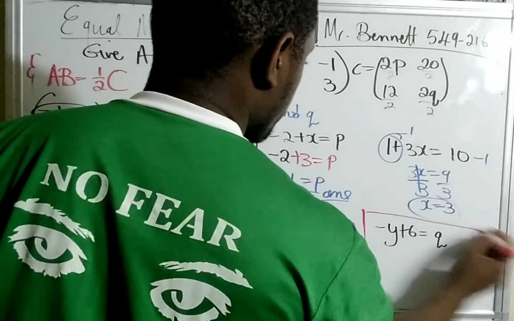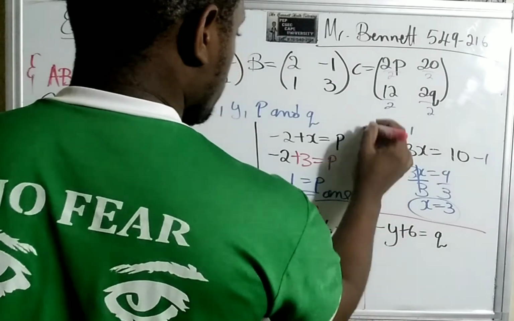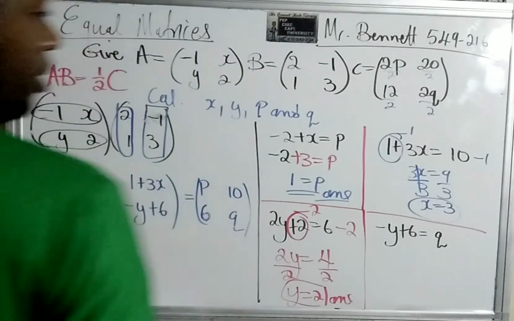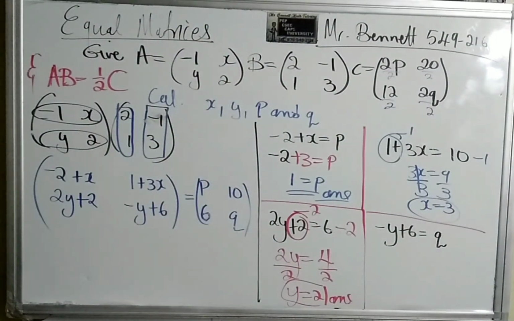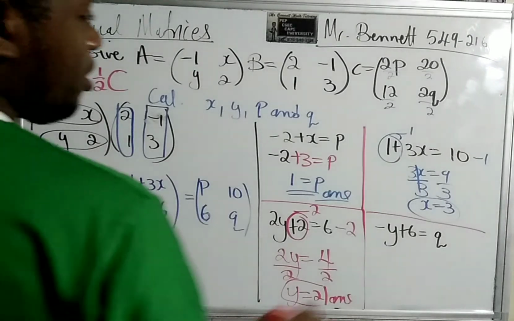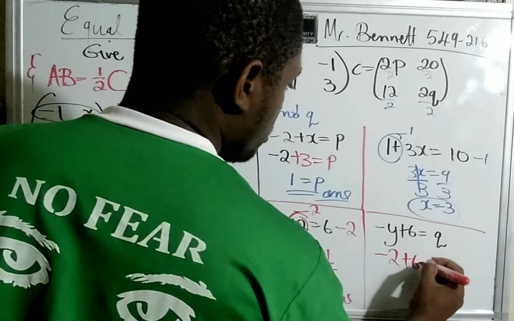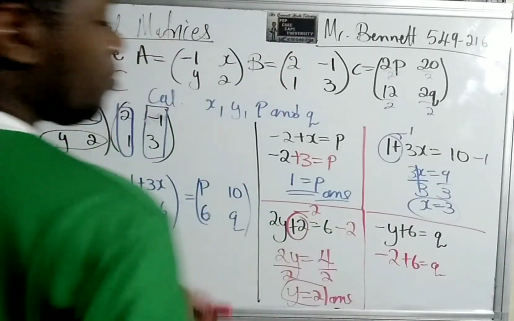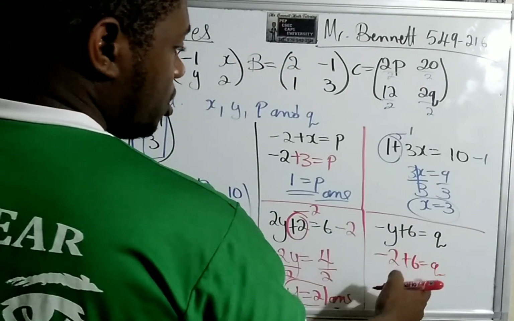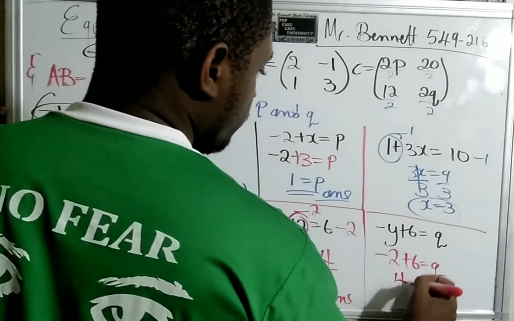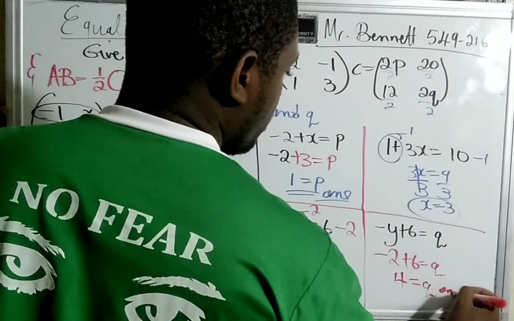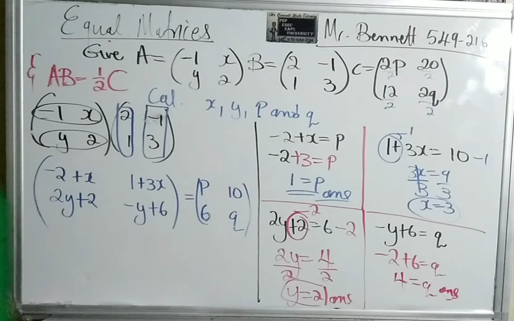You just separate them because you don't know the things yet. Real Jamaican style. Separate them, alright? So let us look at what is the value of y. y is 2, so we replace it with negative 2 plus 6, and that will be q. So negative 2 plus 6 would give us positive 4. Again, if you're not familiar with the channel, you need to go back and review that.